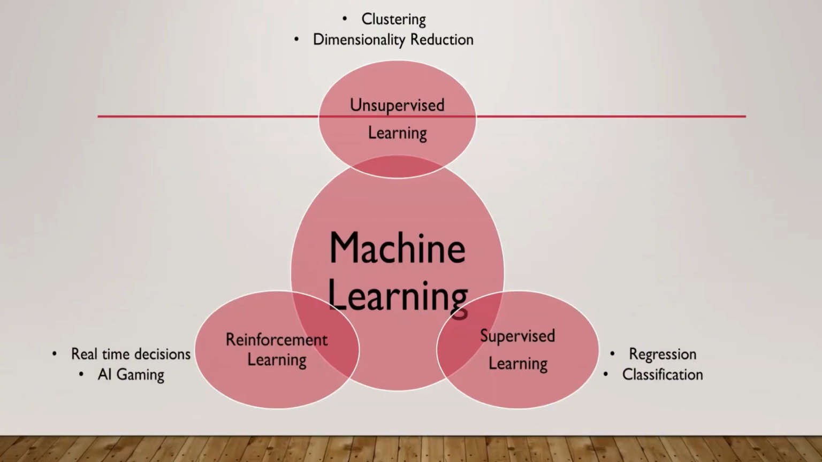Whether it is supervised learning, where we have regression and classification problems, or unsupervised learning, where we have clustering and dimensionality reduction, or reinforcement learning, which deals with real-time decision-making applications such as artificial intelligence gaming. In machine learning techniques, the type of algorithm data scientists choose to use depends on what type of data they want to predict. It depends on the application mainly.